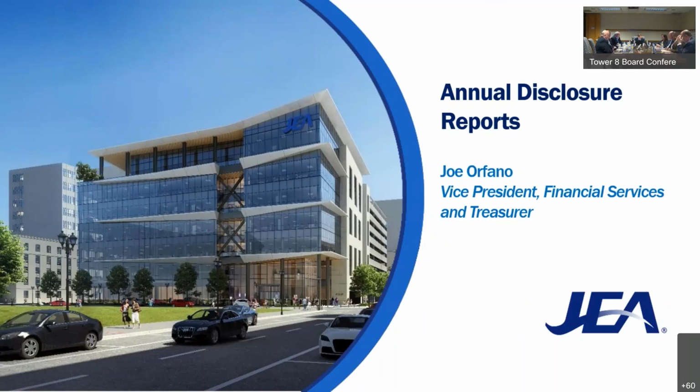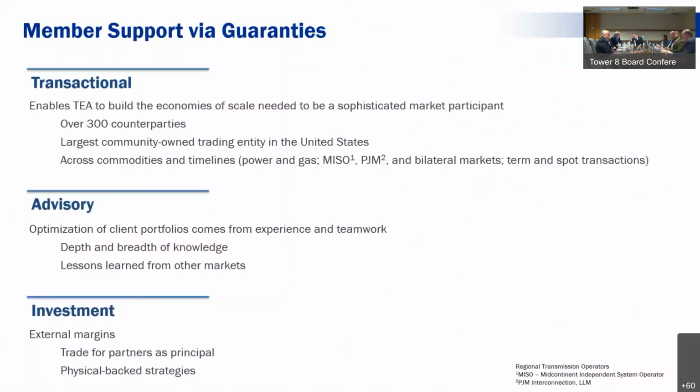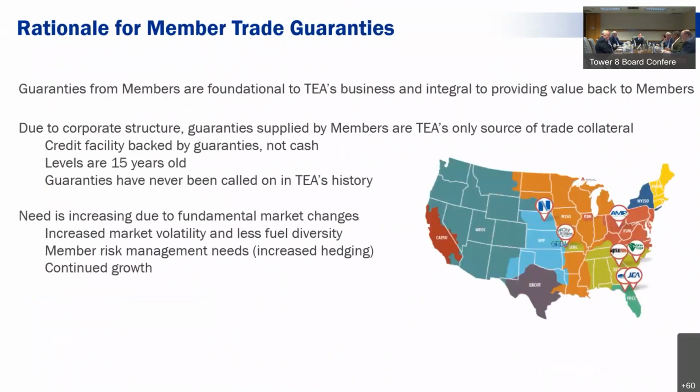Thank you. So my final item is an increase in JEA's trade guarantee to the Energy Authority. The 7 TEA member utilities provide trade support to TEA through guarantees. The guarantees support TEA's transactional, advisory, and investment activities. Notably, the guarantees have allowed TEA to provide transaction support to over 300 counterparties, making TEA the largest community-owned trading entity in the U.S. Advisory services are provided to clients leveraging TEA's significant depth and breadth of experience. TEA's president and CEO, Joni Teofilo, will provide further background information at tomorrow morning's board meeting.